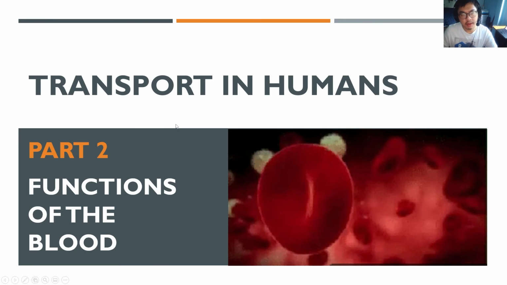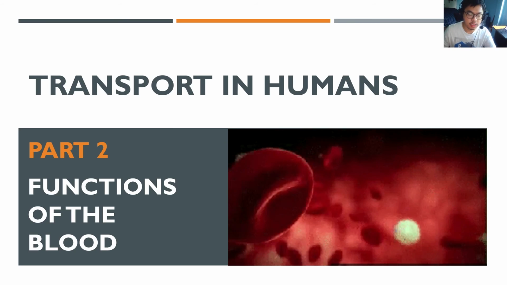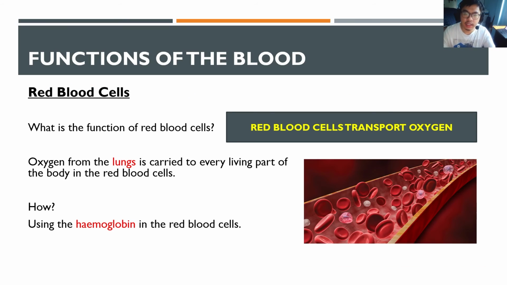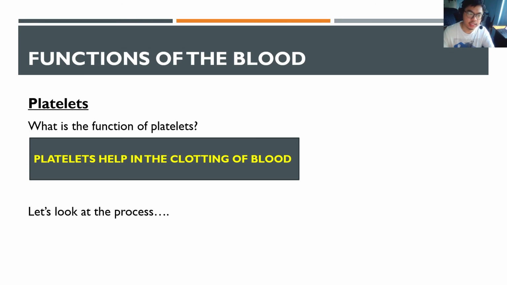Okay, to summarize, what do you need to know? You need to know the function of each of the parts of the blood. For the red blood cell, the function is to transport oxygen. For the white blood cell, the function is to protect the body against germs that cause diseases. The platelets help in the clotting of blood.